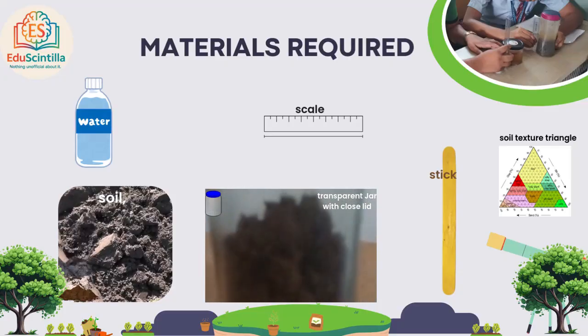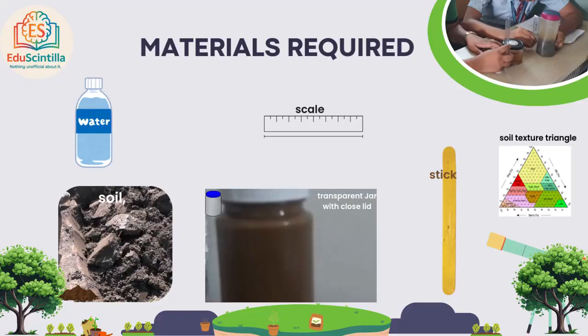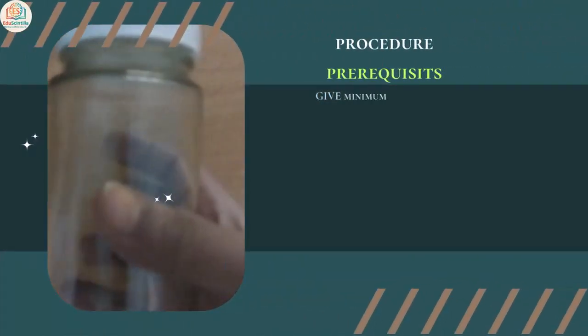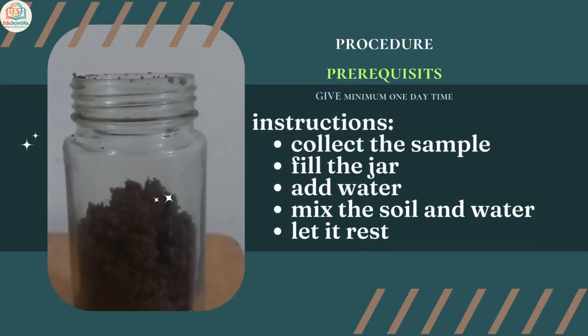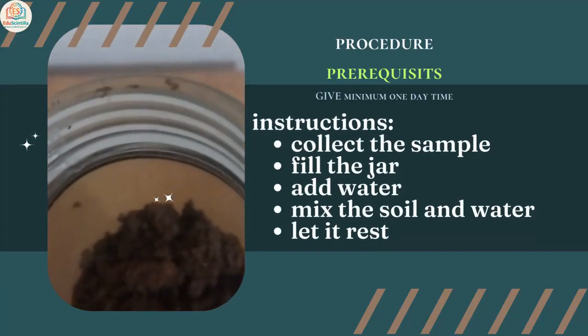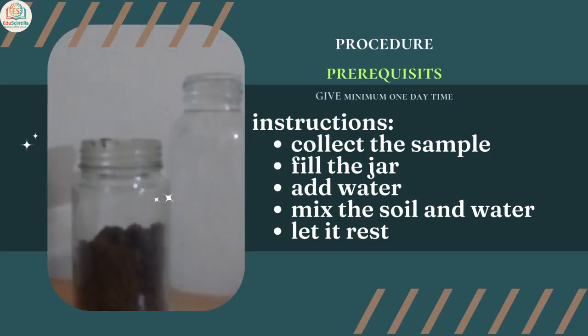We have to collect the sample soil. We can take it either from our home garden, or from the streets, or from the ground, or from the farmland. Gather soil from different locations. Then place each sample in a separate container. I have taken here one sample from a home garden.